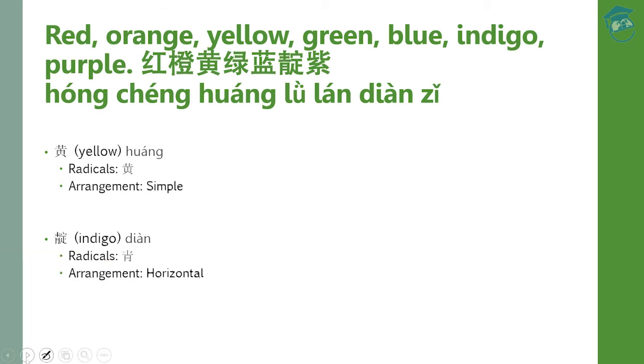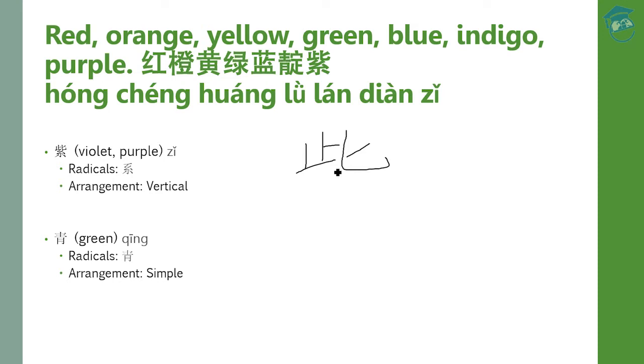The next new word is 紫. 紫 is violet or purple. This is the pinyin 紫, and the radical is this one at the bottom there. The arrangement is vertical because you have top and bottom components here. Let's look at how to write 紫. 1 2 3 4 5 6 7 8 9 10 11 12. 12 strokes for this word, 紫.